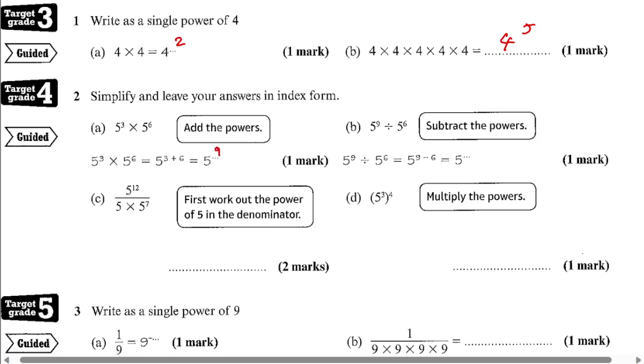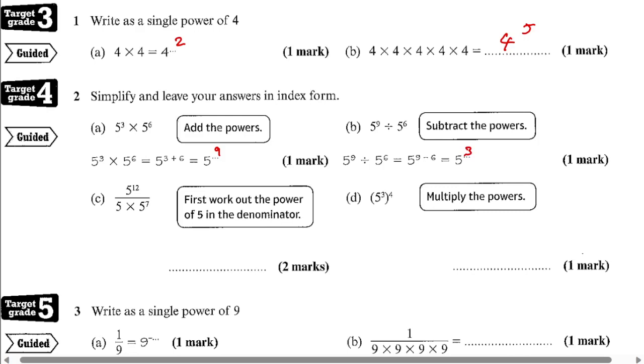And for the second one, guided again, this time because we're dividing the powers, we subtract the powers. So we're doing 5 to the power 9 divided by 5 to the power 6 becomes 5 to the 9 minus 6, so it becomes 5 to the power 3.